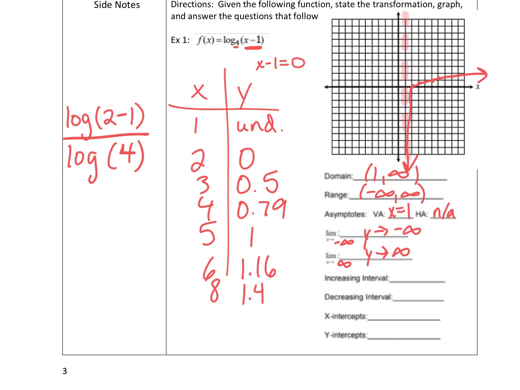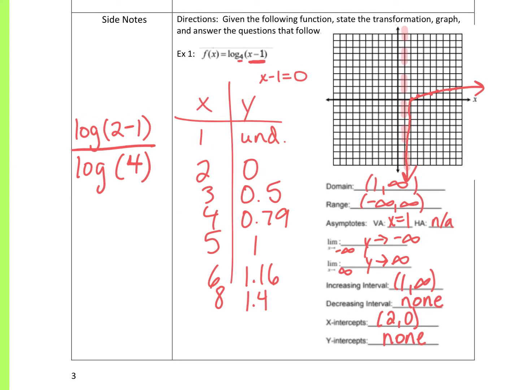Okay, we said this one was increasing, so what do I need to write on the increasing blank? The domain. Decreasing. NA or none. x-intercept. 2, 0. Do I have a y-intercept? No, why not? Yep, my asymptote is 1. Cannot cross it. Good deal. Questions on that one?